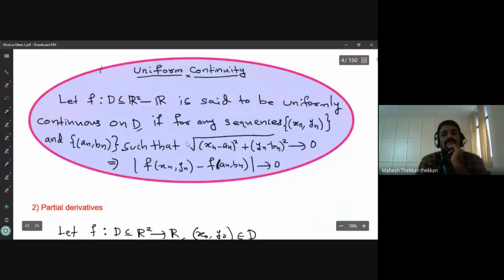Then I introduced something called uniform continuity. How did we define it? If you consider any two sequences (x n, y n) and (a n, b n) such that their distance goes to 0, then it should imply that f of (x n, y n) minus f of (a n, b n) goes to 0. This is the definition of uniform continuity using the sequential idea.